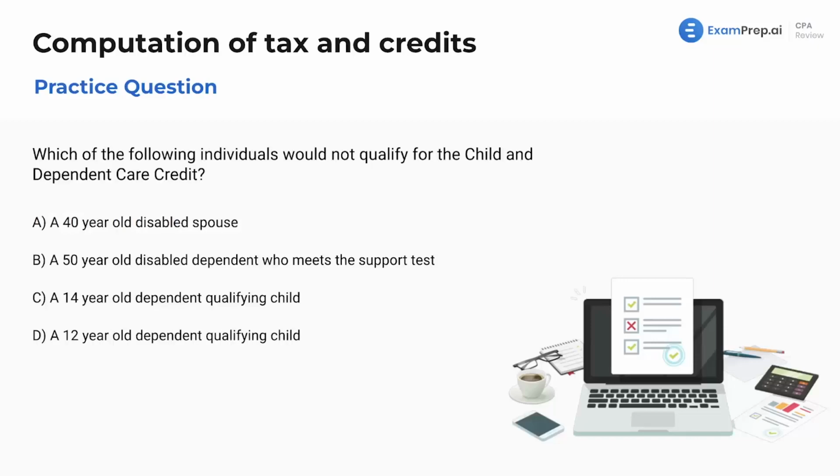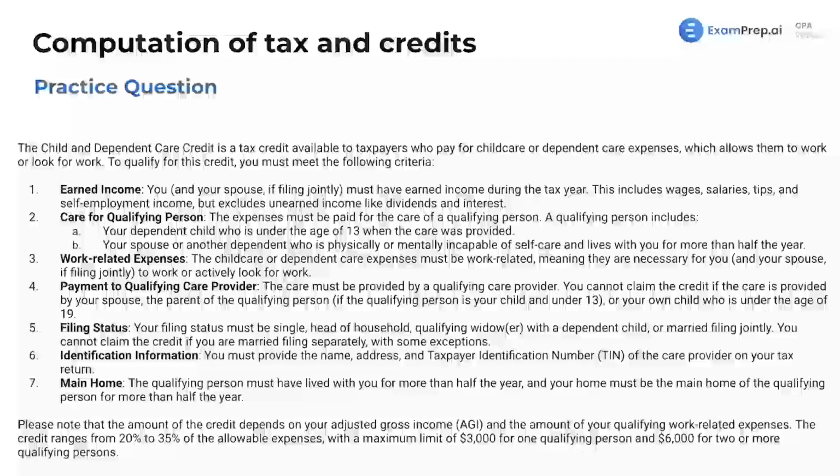Following up next, which of the following individuals would not qualify for the Child Independent Care Credit? Now, we've got really just pretty simple ones here. We've obviously got a lot of other criteria that could apply, and for your convenience, I've got that right here. Just a reminder, refresher, we've got all the criteria for someone to qualify for this credit here. Just take a look through it.